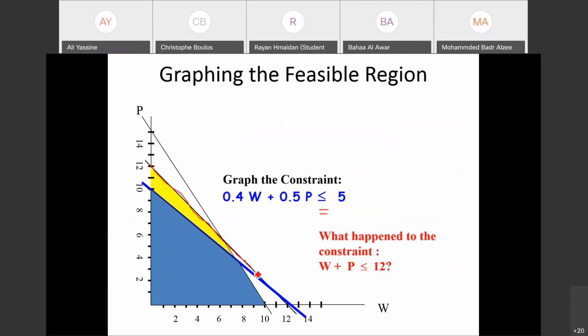What happened to that one? We have multiple constraints, so we have to satisfy them all. That's correct, and this one is satisfied because everything is below it. Really, this constraint does not impact the feasible region, it's above it. In a way, it is a redundant constraint, so it doesn't matter whether we have it or not. It will not change the solution of the problem.